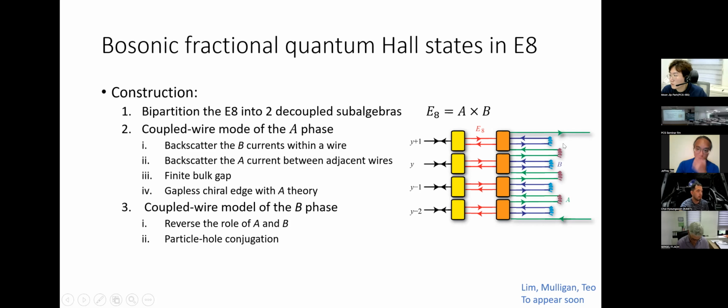So under this construction, in the bulk, you can see everything is gapped out, but on the edge, you leave behind the A conformal field theory. One can obviously construct the B phase by just reversing the backscattering roles of A and B. So in this situation, if you construct the different phase where the A and B sectors are backscattered in a different manner, then you get the particle-hole conjugate. In this case, the A theory is going to be the particle-hole conjugate of the B theory.